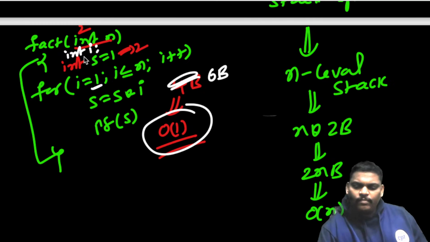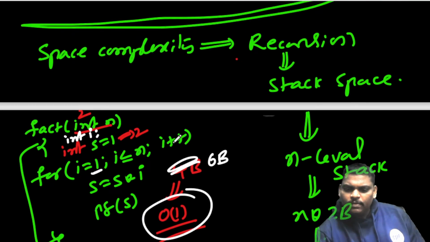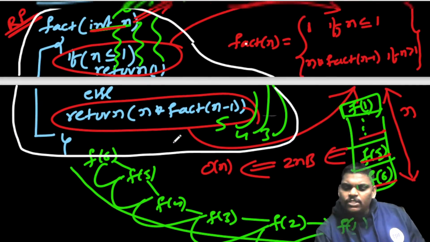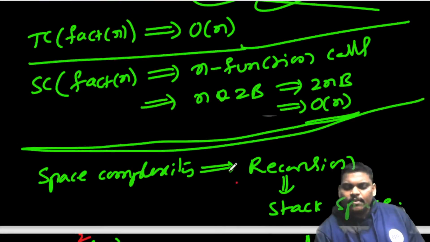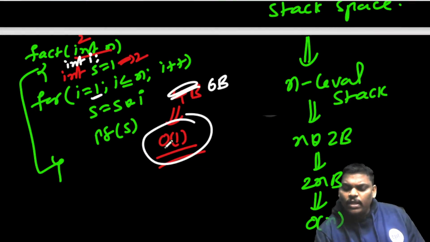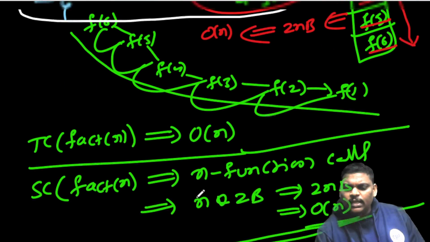I already explained, totally 6 bytes. In recursion, every function call is 2 bytes, and there are n such calls. In non-recursion, there is only one function call which contains 3 variables. Each is 2 bytes, totally 6 bytes, which is nothing but order of 1. If you are okay, we can go to the next one.